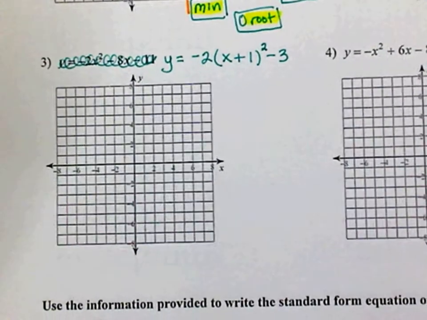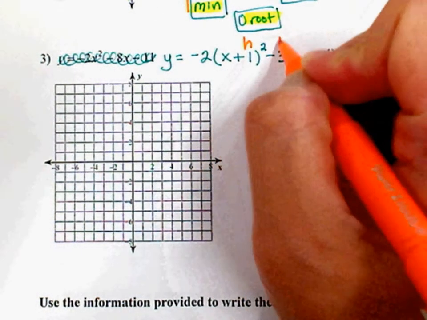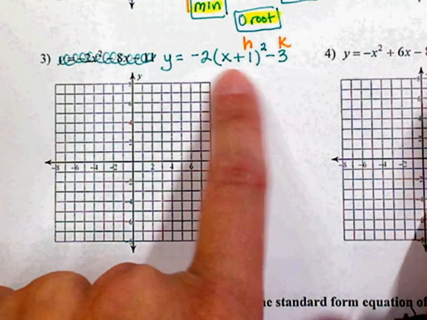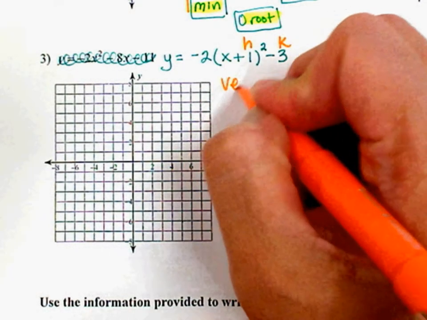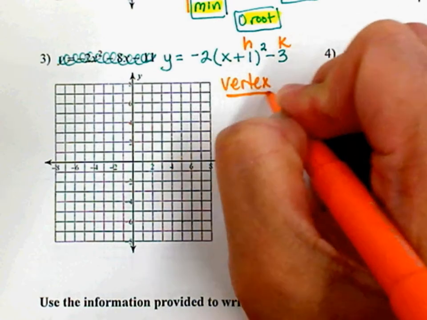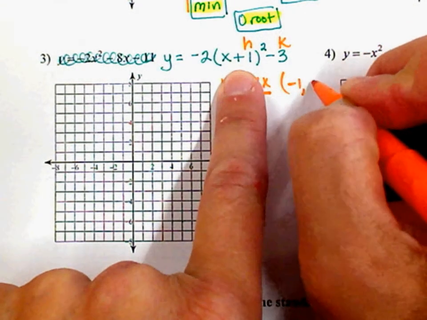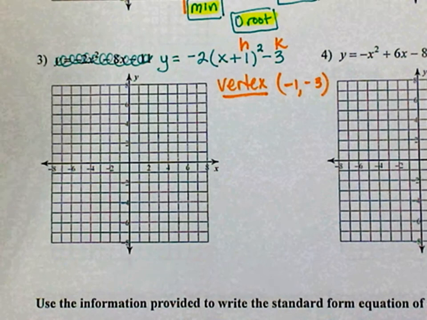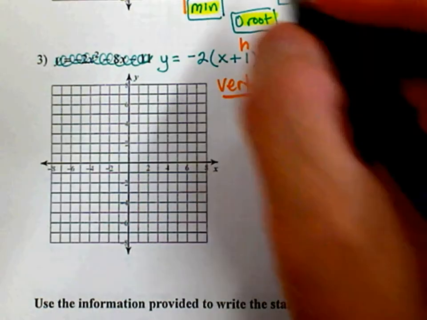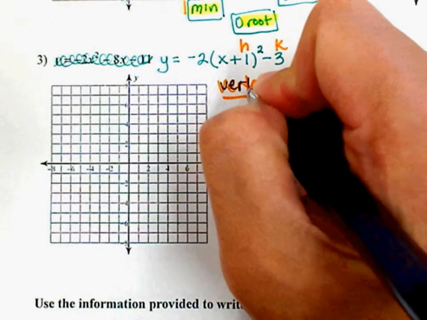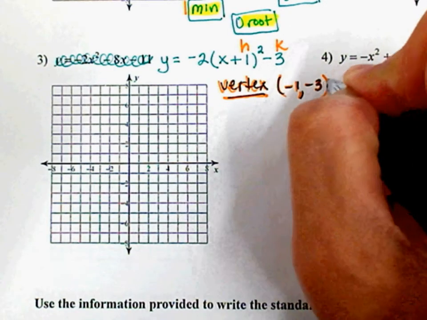Number 3 is in vertex form. Here's your H, here's your K. See how it has a parentheses and has a square? So we're going to start off with our vertex. What is your vertex going to be? -1, -3. Isn't that right? Oh, I don't think you guys can see that very well. Let me write it in black. Vertex is what? -1, comma, -3. Okay?